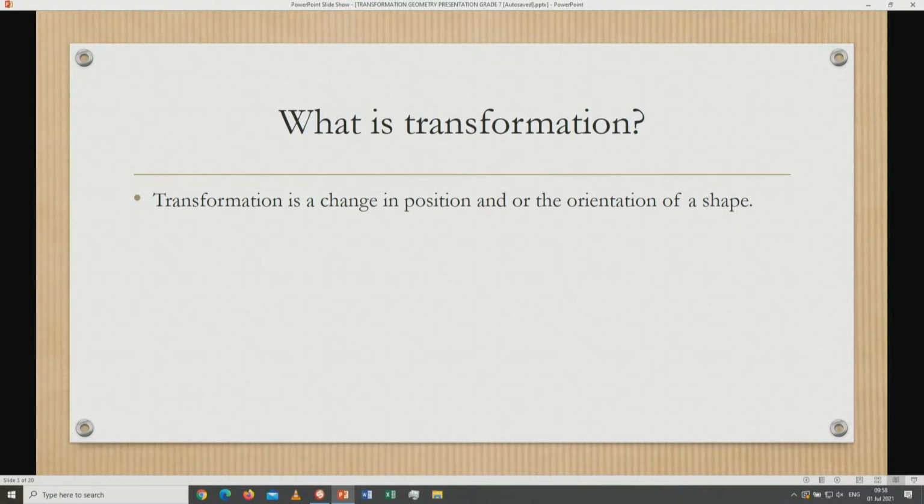So the first thing, the question is, what is transformation? In simple terms, transformation is a change in position or the orientation of a shape. So we've got to understand that when we talk about transformation, we are talking about a change in position or the orientation of a shape. It will depend, as we go along, how that change takes place.